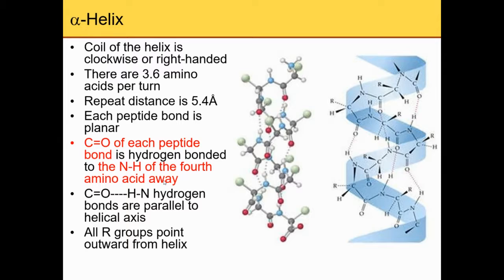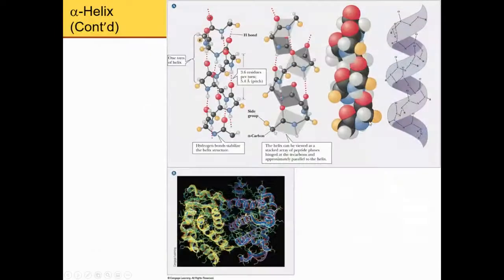In this case, as you can see, the CO here will form a hydrogen bond with the hydrogen of the NH four residues along. The CO of number 1 bonds with the NH of number 4, and so on. They form this hydrogen bond. This is the hydrogen bond within the alpha helix.